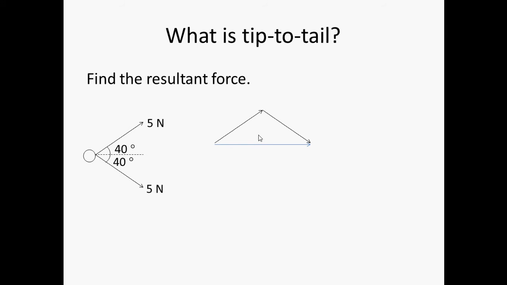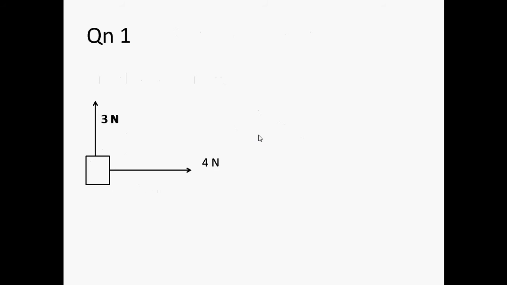Let us do some practice now. Let's look at question number 1. If you have two forces that are acting perpendicular to each other, how will you draw the tip to tail? First of all, you select one of the forces. Let's say I select the 4 Newton force. You draw it on your graph, on your paper, and after that you must remember that the second force will come onto the first force.